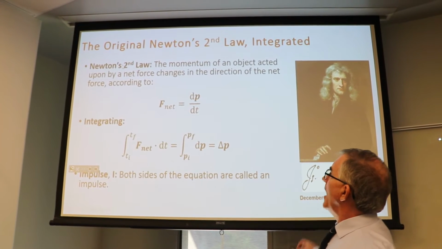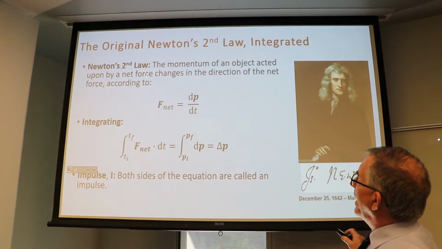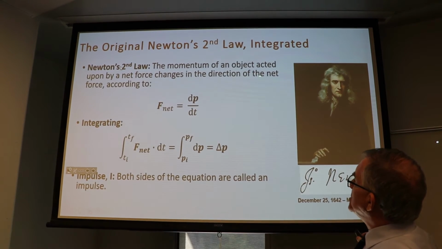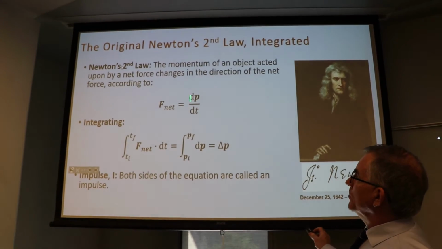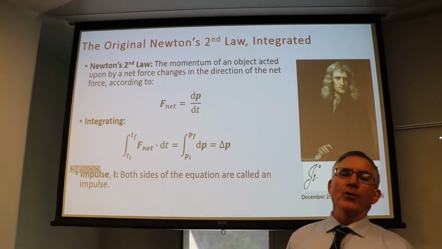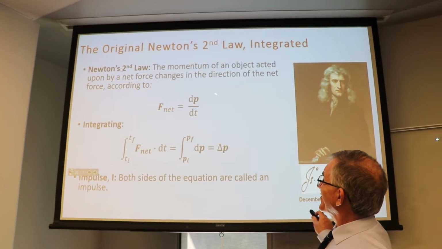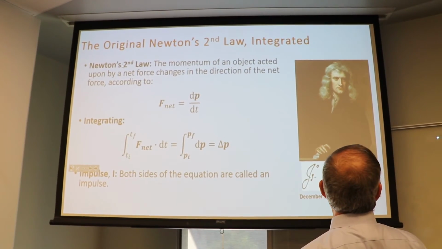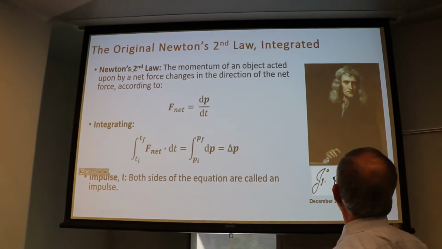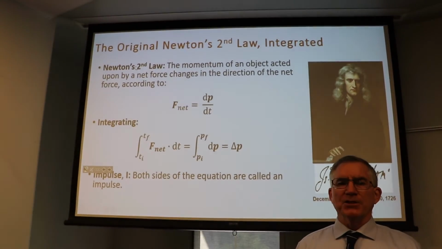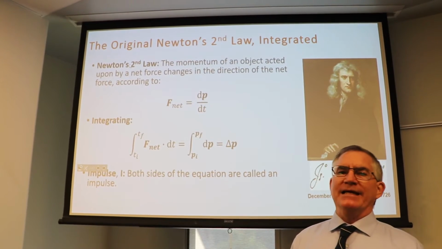36, 37, 38. But anyway, Newton's second law says the momentum of an object acted upon by a net force changes in the direction of the force according to this equation right here. F net equals dp dt. Now what did we use up until this time? We use F net equals ma. Well, you see p has m in it, and it has v. So if we pull the m out, then dv dt is acceleration. All right, but actually this equation also works for rockets taking off.